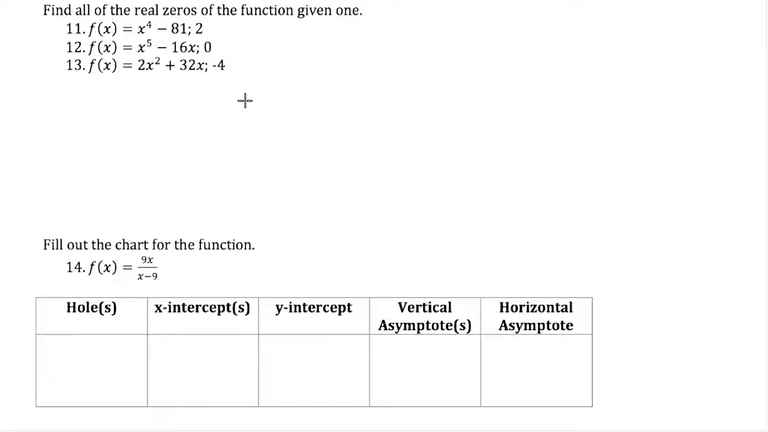And then for the next ones, find the real zeros. So this is more division, this is more synthetic division. So for number 11, what we want to do is synthetically divide. So if 1, 0 is 2, we're going to divide that into 1x to the fourth, 0x to the third, 0x squared, 0x minus 81. So we get 1, that's going to be a 2, so plus 2.